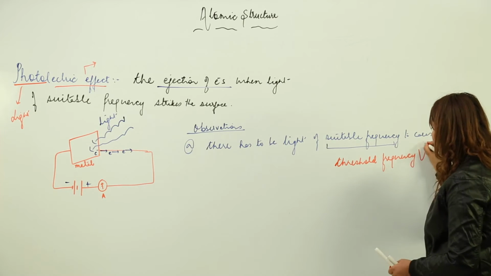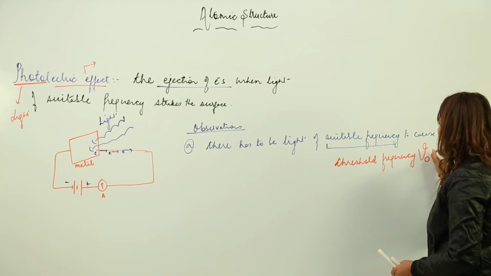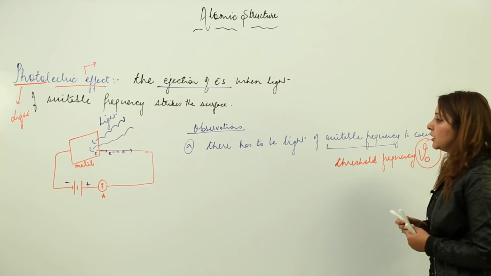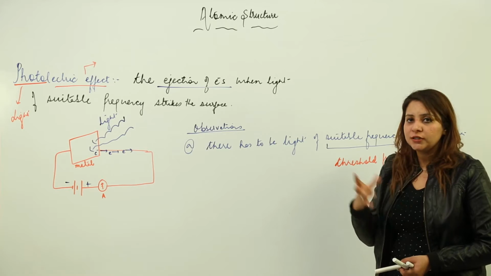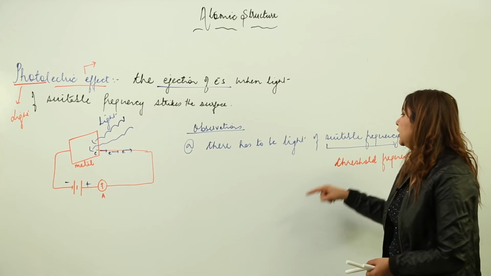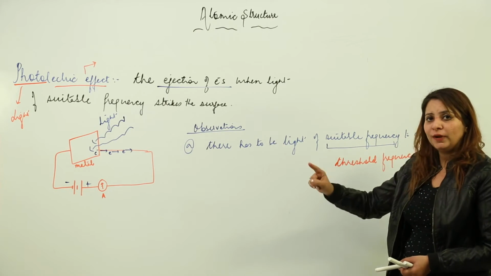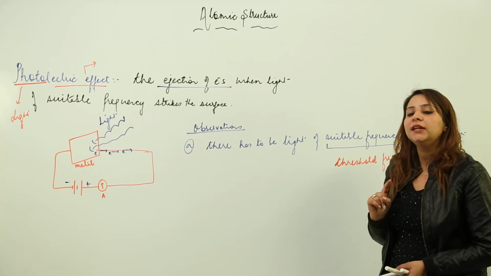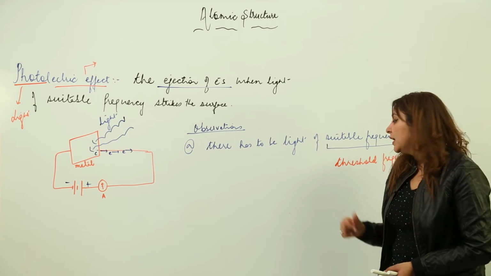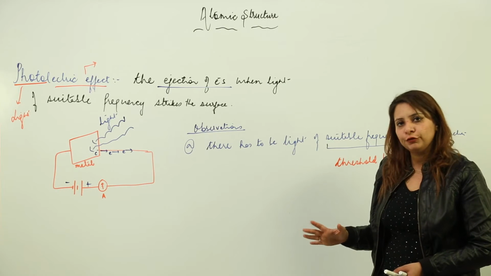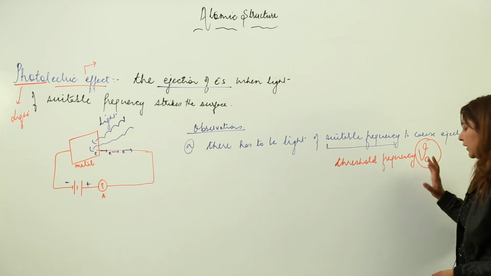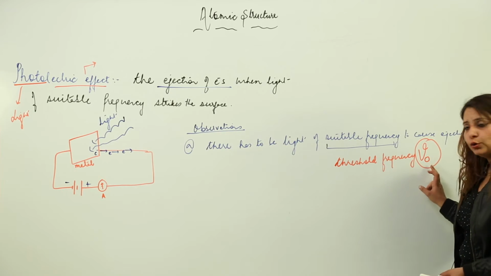As you know, frequency is denoted by nu. When it is threshold, it is denoted by nu naught. So we have seen that any light which falls on the metal surface cannot cause an ejection. There has to be light of a minimum frequency equal to the threshold frequency, then only the ejection is going to take place. And this threshold frequency is different for different metals, and generally it is written as nu naught.